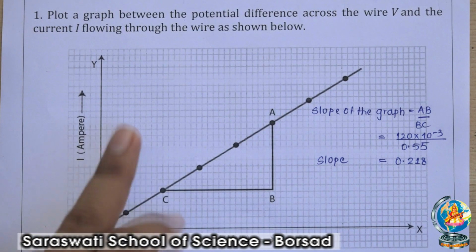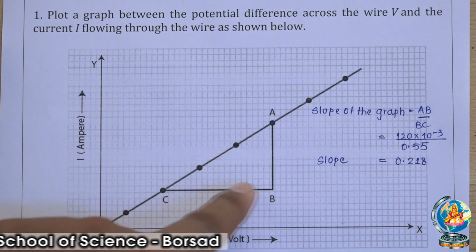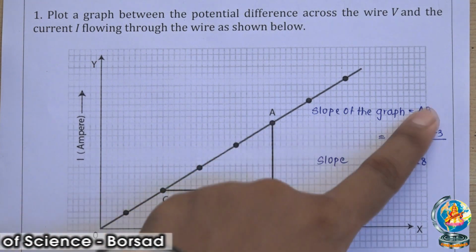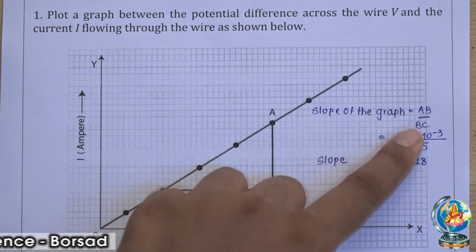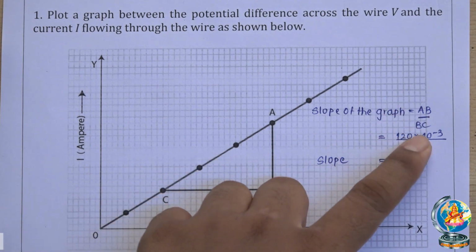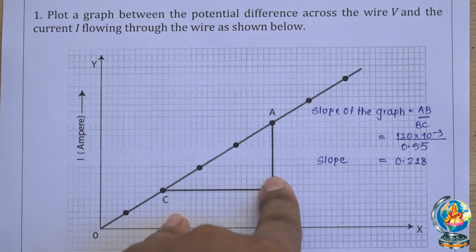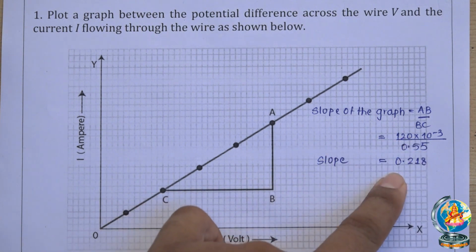Now in order to determine the slope of this graph, the slope is opposite side upon adjacent. Opposite is AB, adjacent is BC. So AB by BC: I have taken one reading, that is 120 into 10 power minus 3 divided by 0.55, the corresponding voltage reading. So I got my slope, that is 0.218.